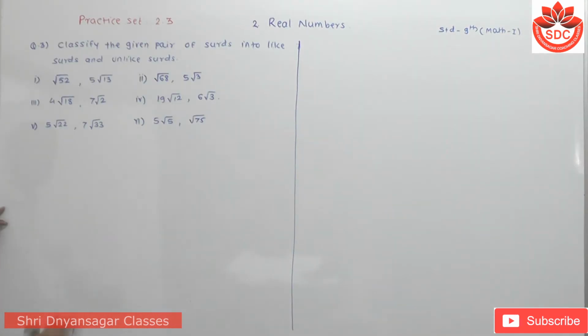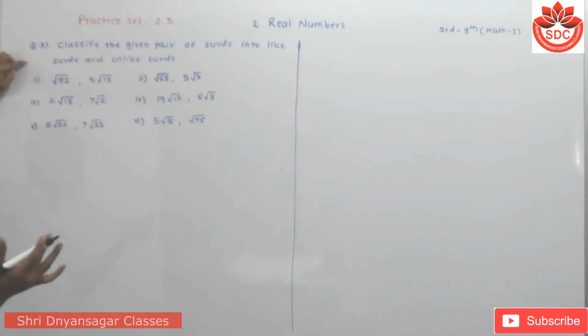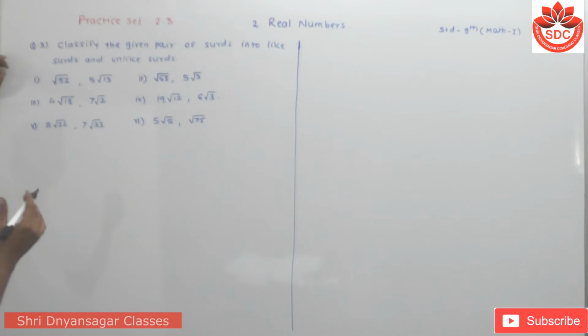Question 3 is, classify the given pairs of surds into like surds and unlike surds. Now student, when are two surds like? If the order is equal and the radicand is equal, then the surds are like. So first I will write the statement here: in these surds, if the order is equal and the radicand is equal, then this is like surds. So first I take here two surds.